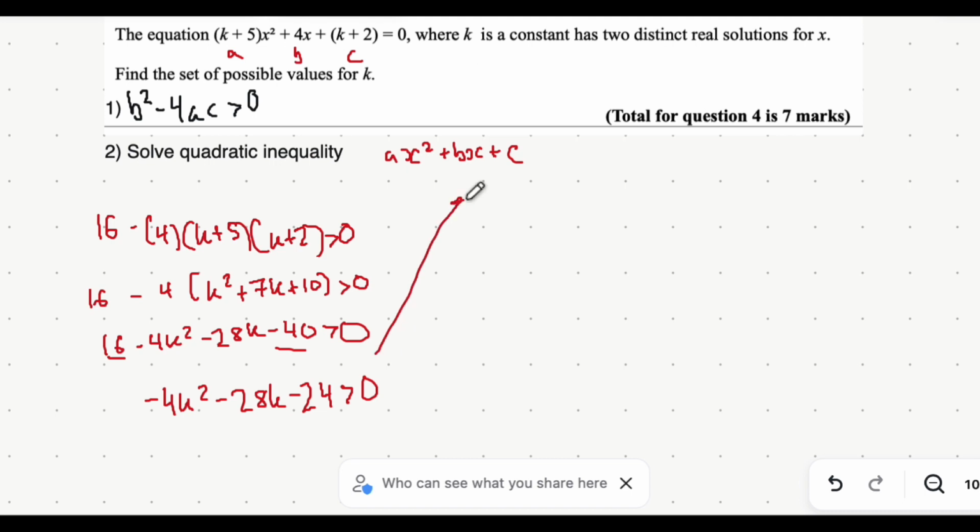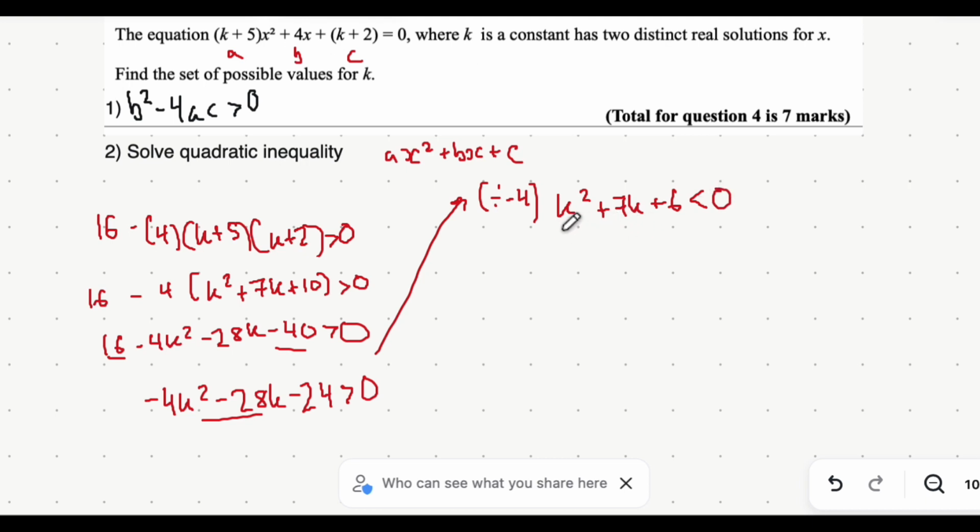Now, this step, a lot of students make mistakes, but to get rid of the minus, and in general, we know each of these terms are multiples of 4. So when you're solving, like we are here, you can divide everything by minus 4. But whenever you multiply or divide by a negative number, that swaps the sign on the inequality. So minus 4k squared divided by minus 4 would be k squared. This term divided by minus 4 is plus 7k, and then minus 24 divided by minus 4 is plus 6. And then we swap the inequality sign, and we say it's less than 0.